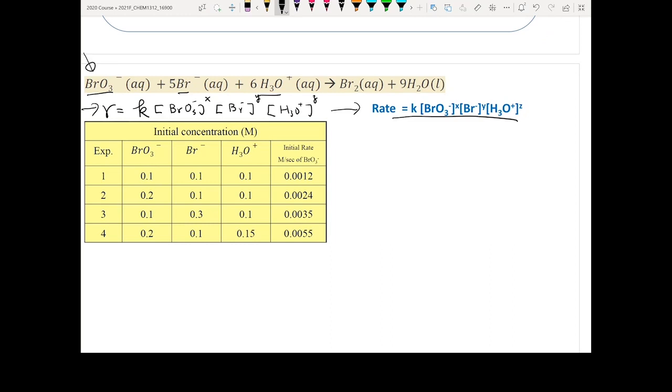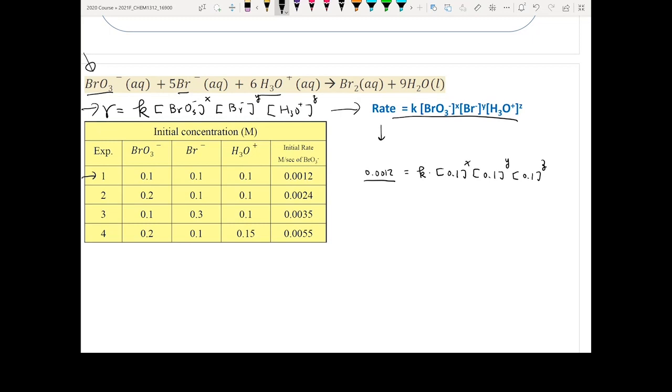The next thing is, based on the data you got, you put in the concentrations of your BrO3 minus, Br minus, and H3O plus. Everybody's actually 0.1, right? From here you can write 0.0012. That is actually your reaction rate, right? It's going to equal your rate constant k times your BrO3 minus concentration, 0.1. You don't know the order, so you put x over there. You repeat the same thing for your other reactants. Then you're going to have one equation now.